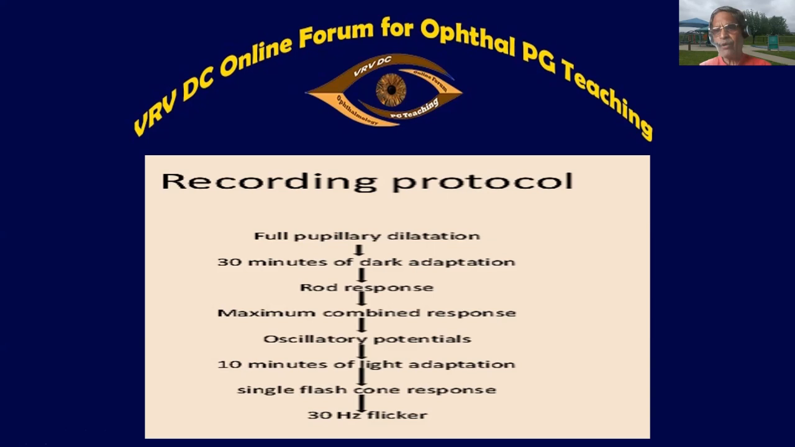Now I'll tell you what you are going to find out. In a dark adapted eye, rods are highly responsive. Even a minimum light, a blue light, can stimulate the rods, the impulse can arise and be recorded. That is called the rod response. Next, we can apply a red flash or a white flash light, which stimulates both rods and cones. That is called the maximum combined response.